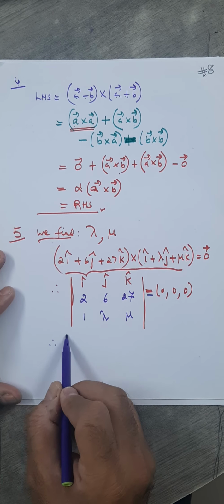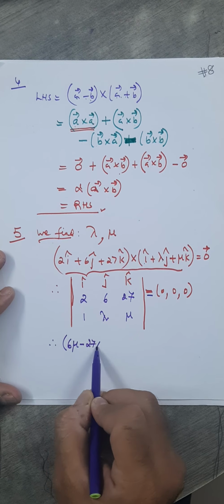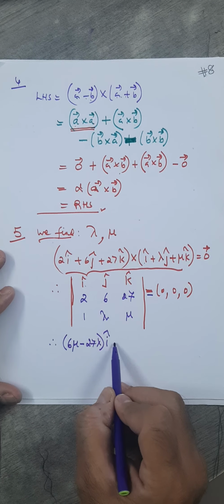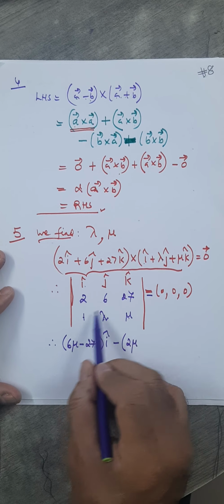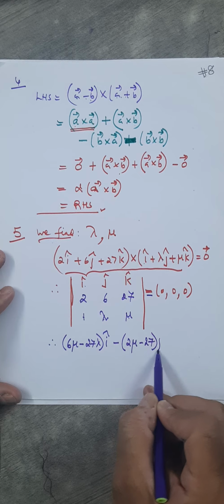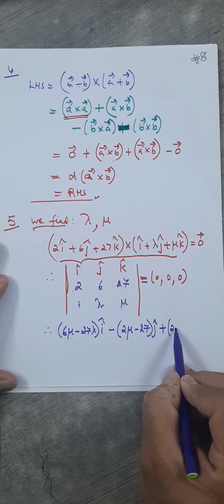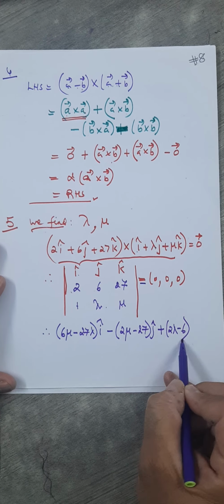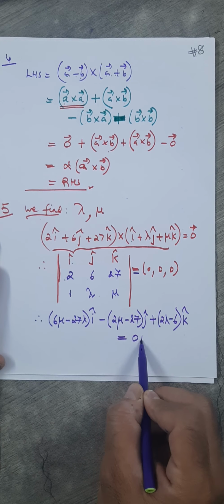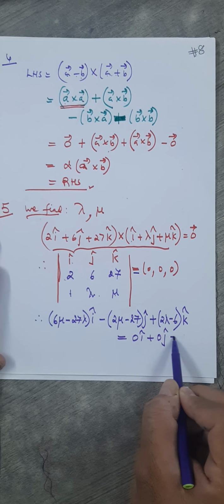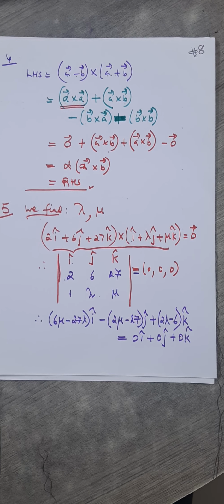Just expand this and compare with 0, 0, 0. So here I am doing: 6 into mu minus 27 lambda into i cap, minus 2 into mu minus 27 into j cap, plus 2 into lambda minus 6 into k cap, equals 0 i cap plus 0 j cap plus 0 k cap. Compare the corresponding components. That's what you need to do now.